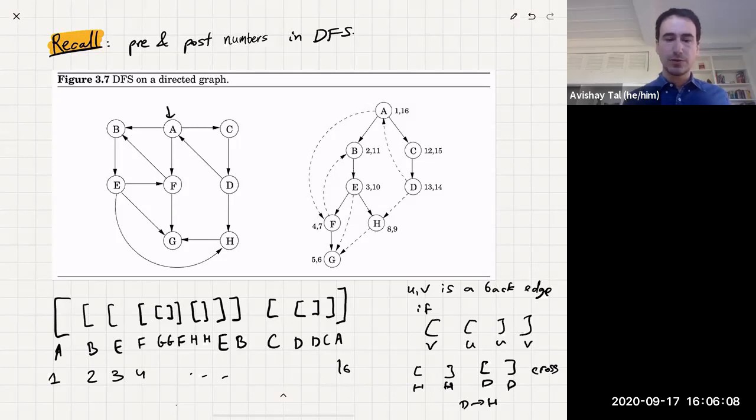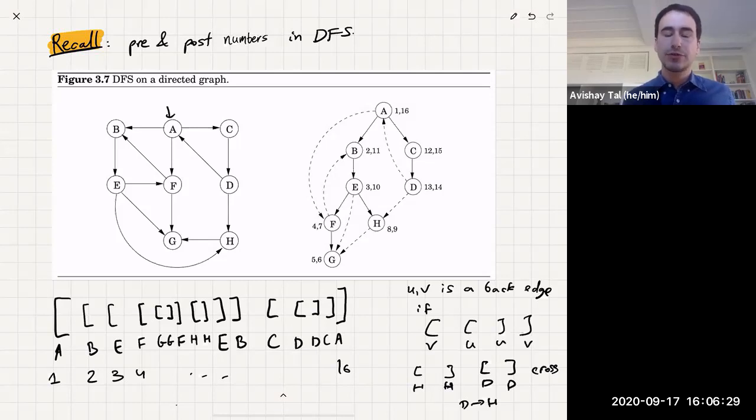Okay, so I see that Alice raised her hand. Alice, do you want to ask the question? Would it make sense if there's, or can we not do a cross edge from H to D? The cross edge is from D to H.